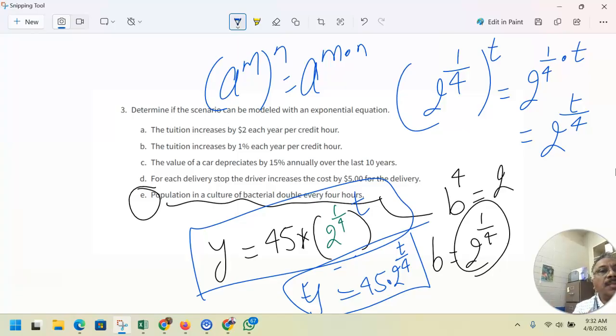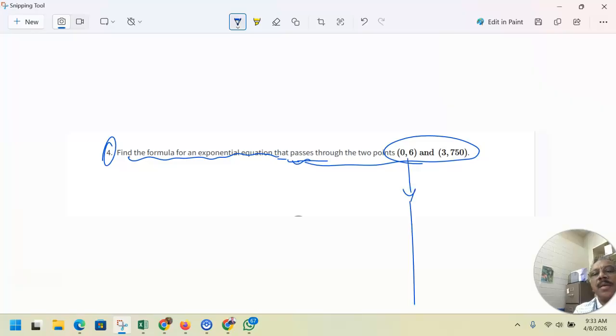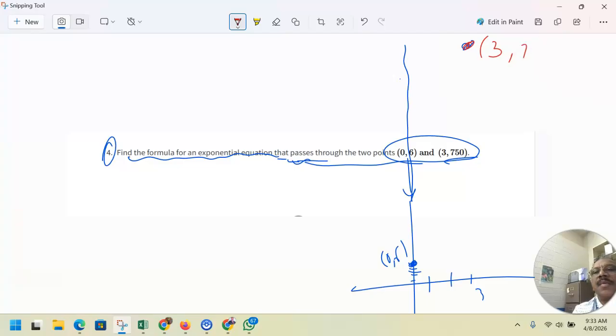And let's go to question number 4. Find the formula for the exponential equation which passes through these 2 points. So you have been given this point. If you see, this is 0, 1, 2, 3, 4, 5, 6. This is 0, 6. And then there's 3, 750. 750 is a big number here. So your graph is kind of like this and goes up. We don't need the graph, I just want to get an idea of how the graph looks.